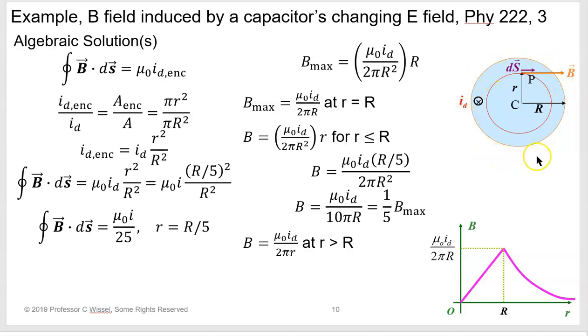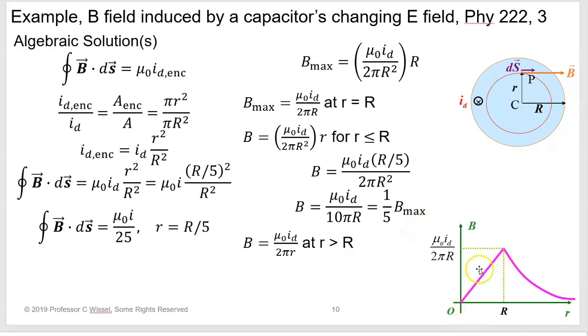That is where you enclose the maximum amount of displacement current, or in other words, the maximum amount of electric field. So B is written for any r inside the parallel plate capacitor as mu naught I_D divided by 2 pi big R squared times little r. That's for r inside, between the plates. And for r equals big R over 5, this becomes mu naught I_D times big R over 5 divided by 2 pi R squared, which becomes mu naught I_D divided by 10 pi R, or 1/5 B max, which makes sense because it goes as r.